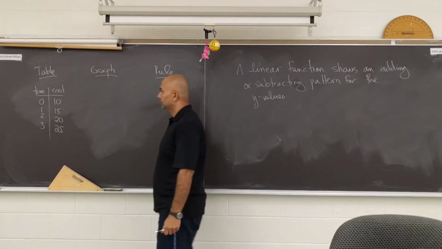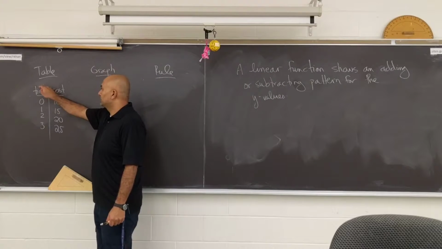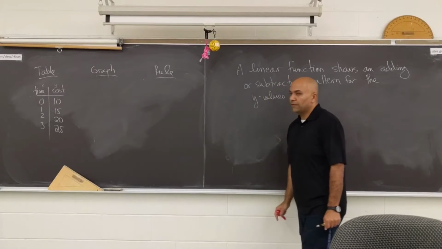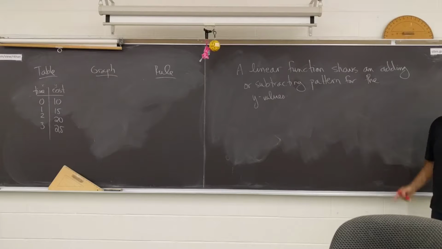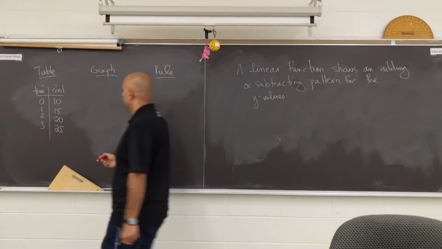Remember, the first column is your X, so without even thinking, we know that this is going to be your X and the next one's going to be your Y. And what we notice in the Y values is exactly what I have written. We can see that we're having some type of pattern, and that pattern is you're adding or subtracting the same number every single time. And hopefully we can see that right here.